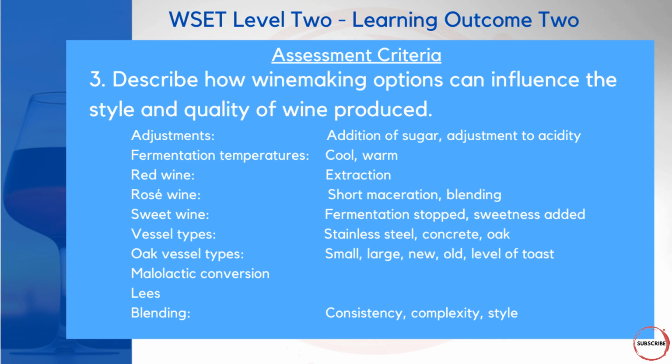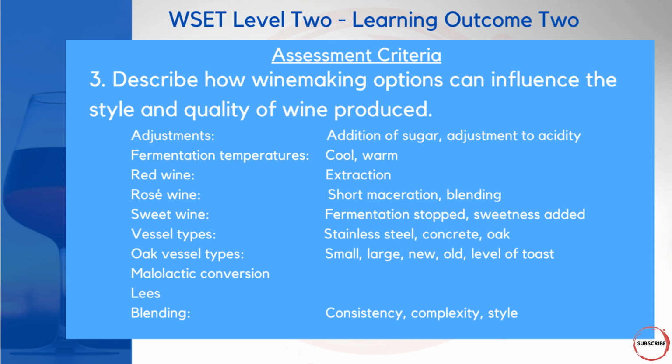The processes of extraction for red wine, which can impart additional tannin and colour to the wine. Rosé wine and the short maceration, where the juice has contact with the skins for a defined amount of time, as well as blending, where we may blend our white wines and our red wines. For our sweet wines, we'll be covering off stopping the fermentation to retain some of the sugar, as well as adding additional sweetness. You're also going to be learning about the vessel types for maturation and what that can give to the winemaker in terms of options.